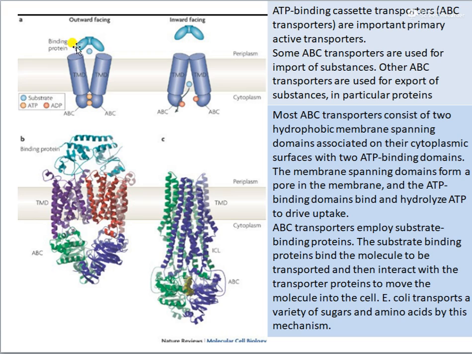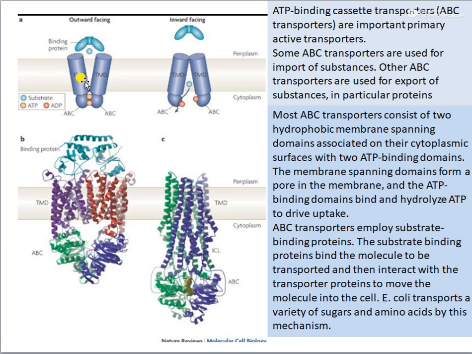Now, sometimes there are certain binding proteins also being here. These are the binding proteins. The substrate binding proteins bind the molecule to be transported and then interact with the transporter proteins to move the molecule into the cell. And E. coli, the most commonly studied bacteria, transports a variety of sugars and amino acids by this type of mechanism.